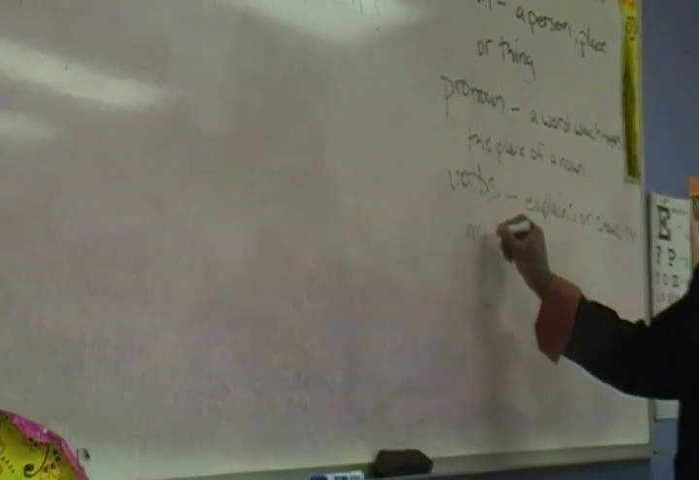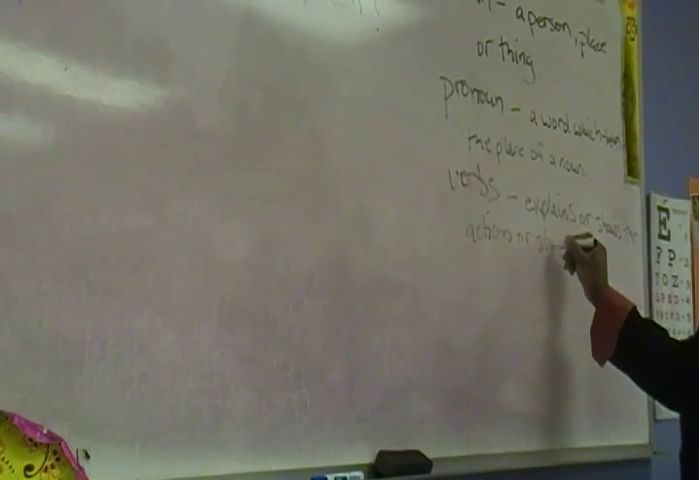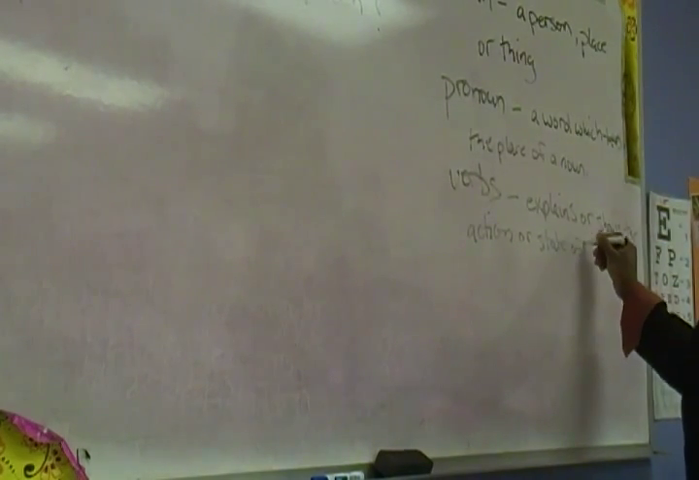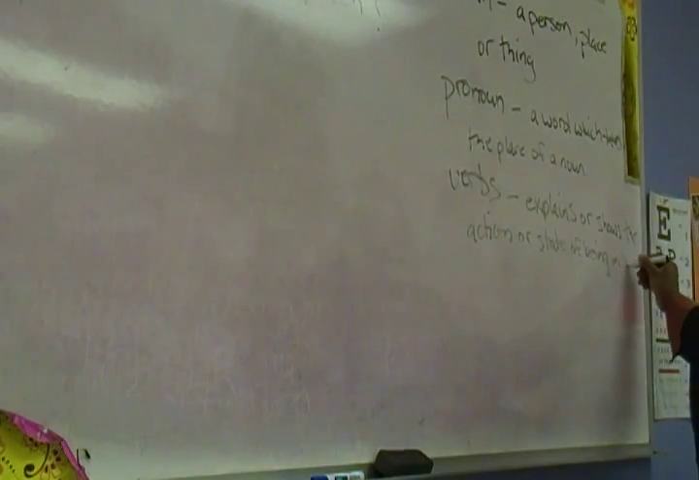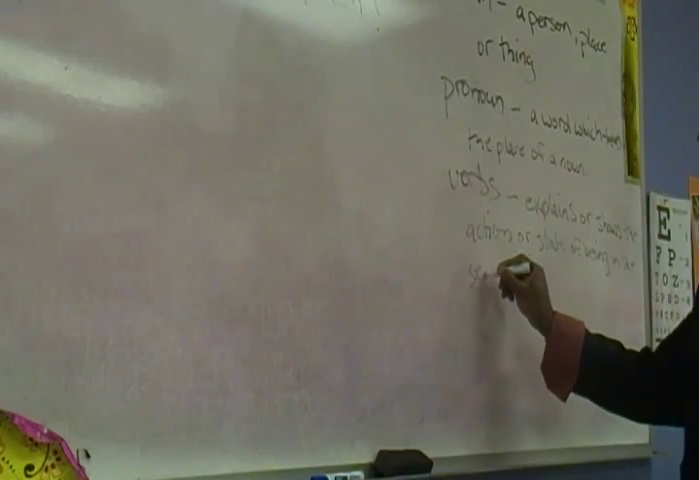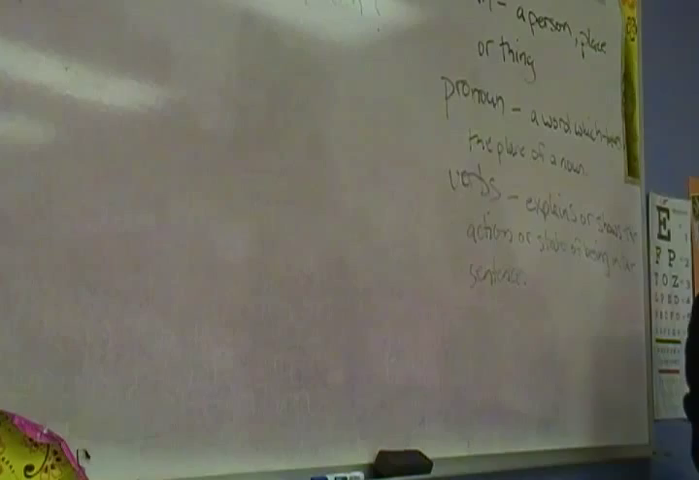the action or state of being in the sentence. Now you see how I flipped that? The action or state of being. All right? Because if you say I am, that's not an action, but that is a state of being. I am a teacher. I am a singer.